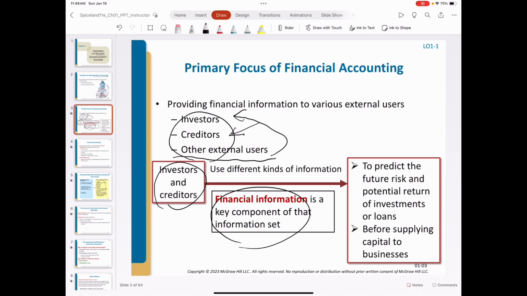Regarding capital allocation, investors use financial information to analyze the company's performance and predict its future risk and potential return. So as an investor or creditor, we basically focus on two things. One is the potential return, the other is the risk. These two are derived from financial information or financial statements, and the risk and return profile will have impact on their capital allocation decisions.